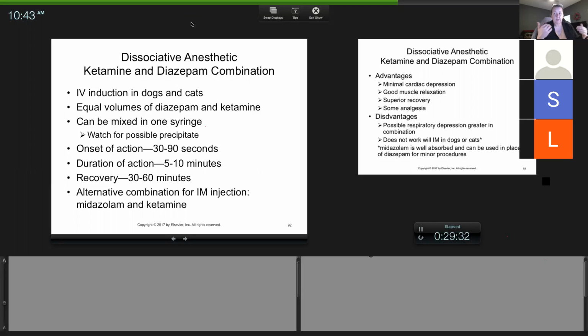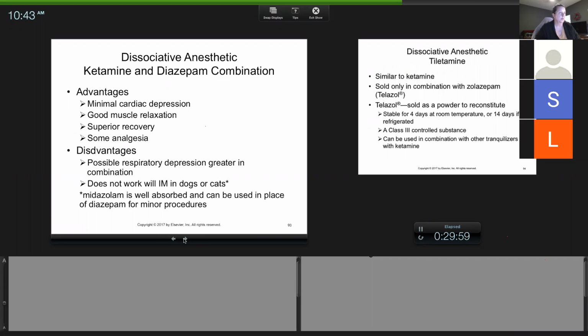I have a little IM thing. You can do IM ketamine midazolam, but remember you can give midazolam IV. The advantage is you can give it in the muscle, but it can be given IV. So if you needed to give ketamine midazolam, it would be the same ratio, 1 mil per 20 pounds, which would be a half mil of each. And you would go from there.